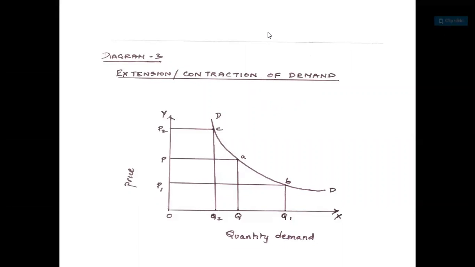What is it? Extension in demand refers to a rise in the quantity demanded due to a fall in the price of a commodity, other factors remaining constant. It leads to a downward movement along the same demand curve. It is also known as extension in demand or increase in the quantity demanded. To understand this better, when the price is P1, then the quantity is Q1. When the price is P, quantity is Q. When the price is P2, then the quantity is Q2. It means when the price is high, the quantity is less. So that is extension of demand.